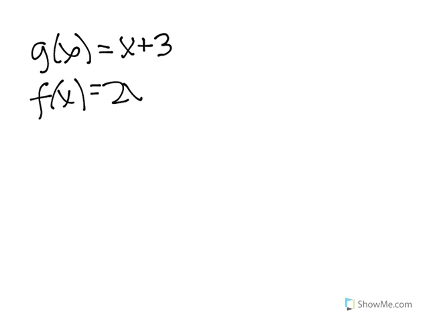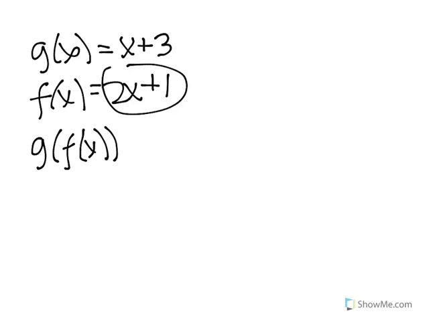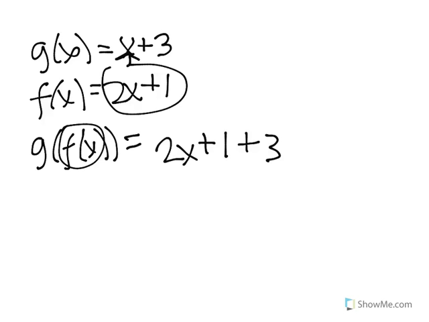Say we have the same g of x equals x plus 3 and f of x equals 2x plus 1, but they ask for g of f of x. This time you want to plug f of x in for the x's in g, because f of x is on the inside. So you get 2x plus 1 plus 3, which simplifies to 2x plus 4.